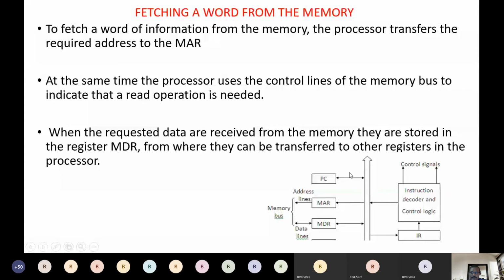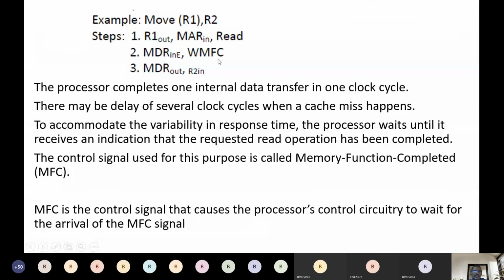To complete the data transfer from main memory to the MDR, the completion of this transfer is indicated by this signal WMFC. This signal tells the processor, like an alarm, that okay, the data from main memory is transferred to MDR, now you can use the data from MDR. We call this the memory function completed signal. This is a control signal used for this purpose.